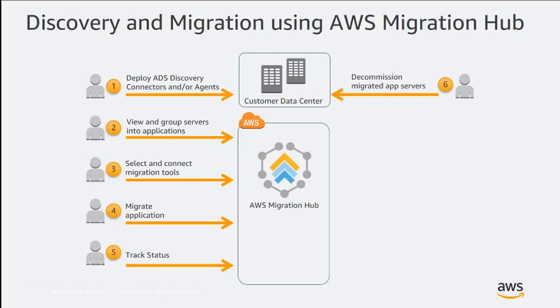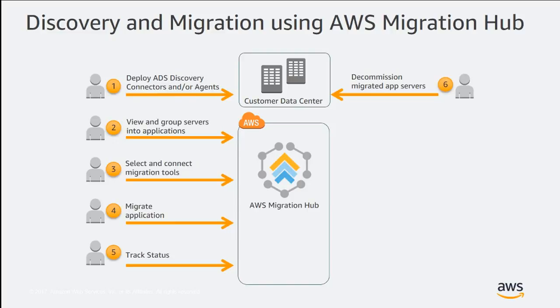Once you're ready to move your first applications, you'll start selecting and connecting the migration tools that you're going to use, so those ones I showed you previously that are integrated with the hub. You might pick Server Migration Service and Database Migration Service, and you would authorize them to send status to the hub.